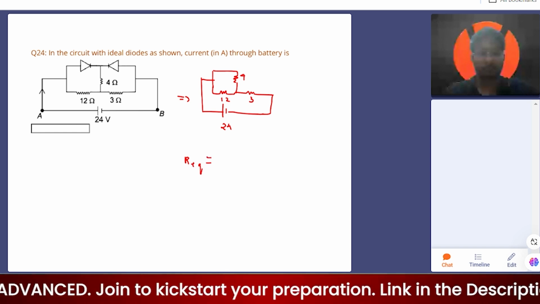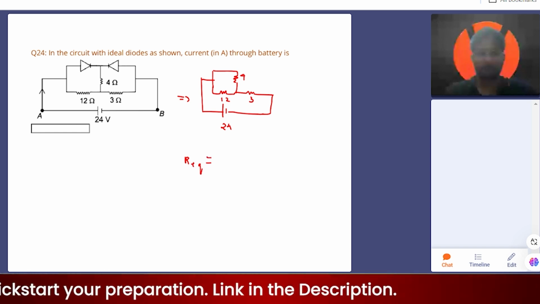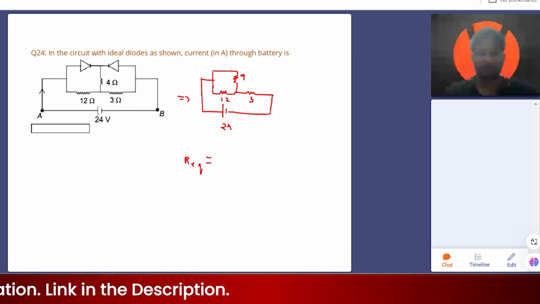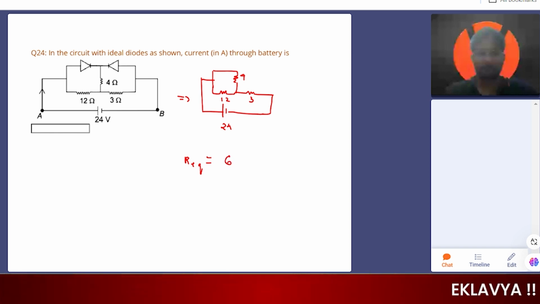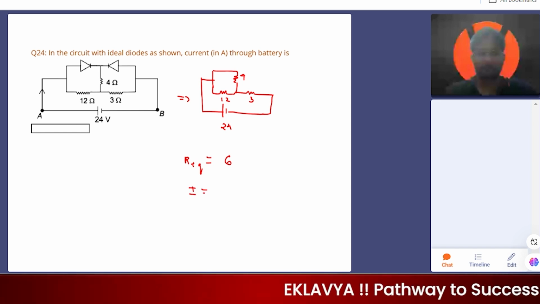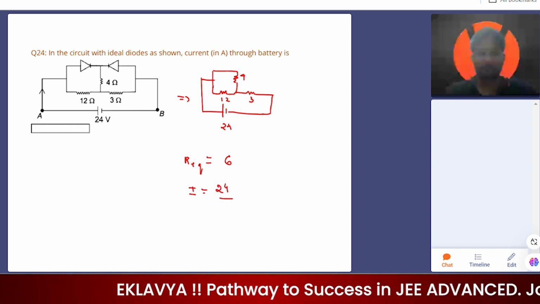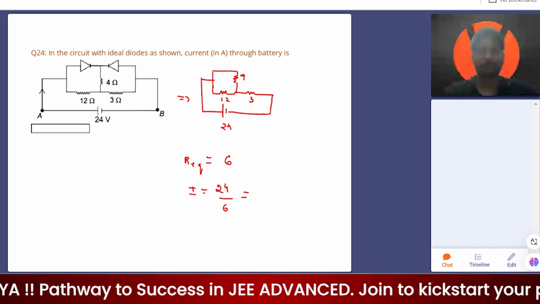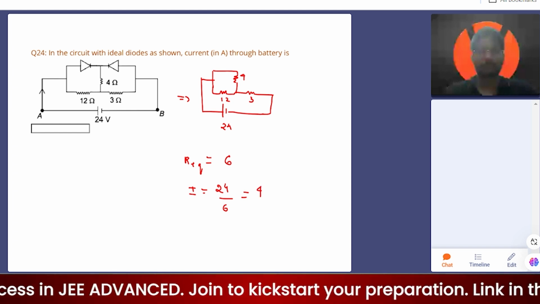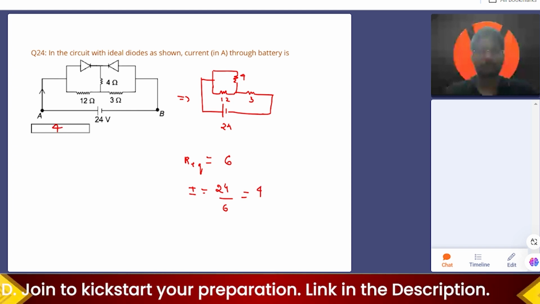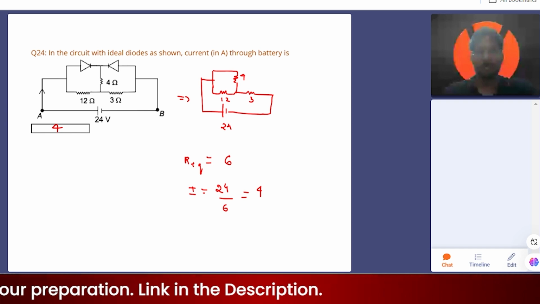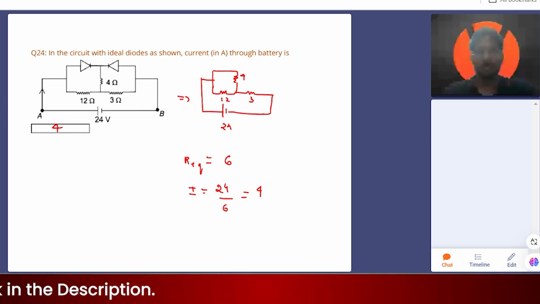So if you observe R equivalent, 4 and 12 are in parallel combination, that is 4 into 12 by 4 plus 12, 16. That will be 3, and that 3 and 3 will be in series combination, so that will be 6. So total I value will be total E, that is 24, divided by total R, that is 6, and the answer should be 4 amperes. Okay. Last question.